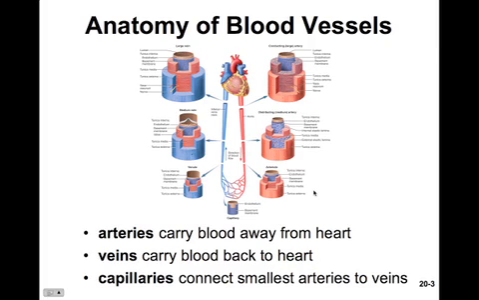Capillaries are the very smallest vessels. They connect the smallest arteries to the veins and allow for the return of blood to the heart.